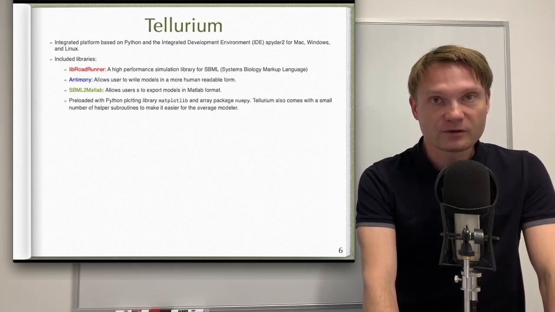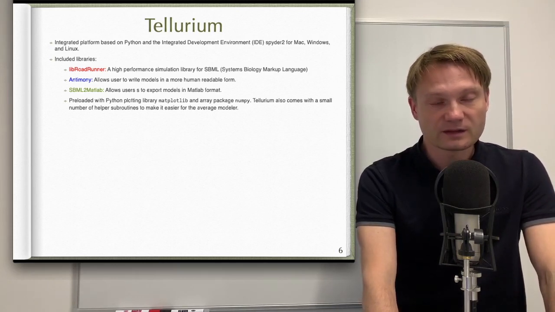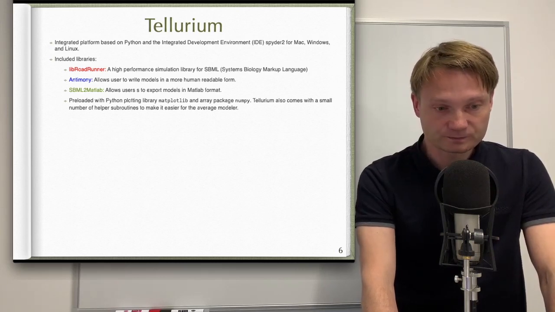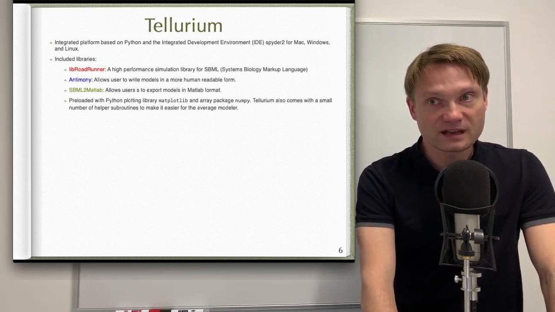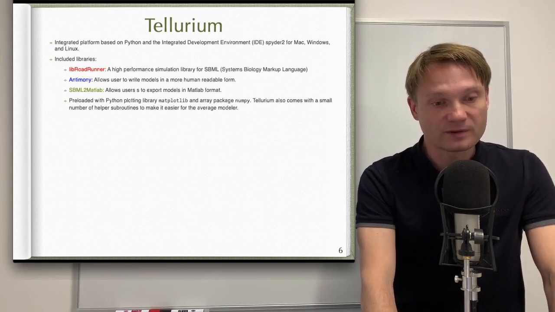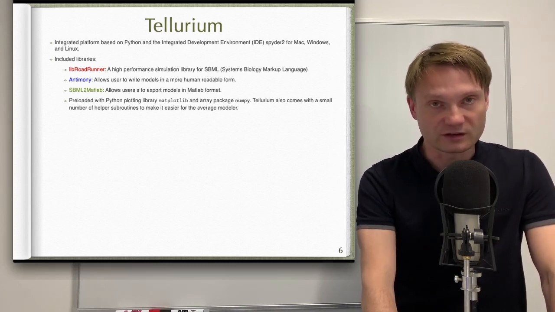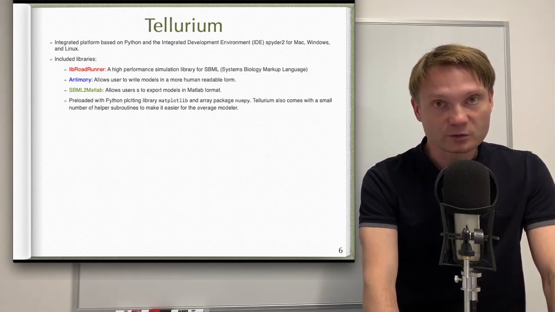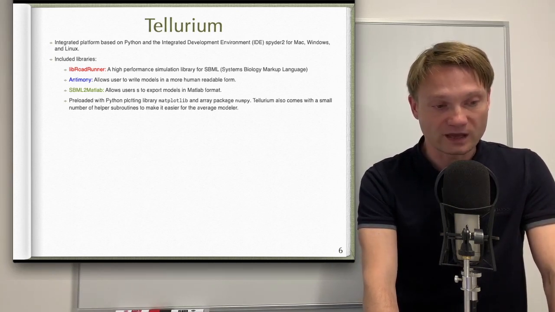LibRoadRunner is a high-performance simulation engine for executing systems biology models that are encoded in the systems biology markup language. And Antimony is another interesting library, because it brings with it parsers and its own scripting language in which we can write systems biology models in a very simplified format, much easier to write and read compared to the systems biology markup language itself, which is an XML-based format and therefore much more cumbersome to type by humans, or actually not intended to be typed by humans at all. So Antimony is really a scripting language that allows you to write systems biology models in a very compact way.